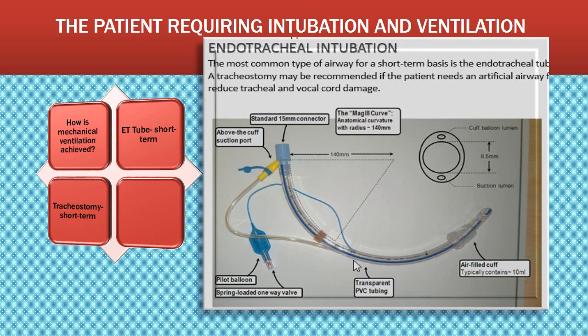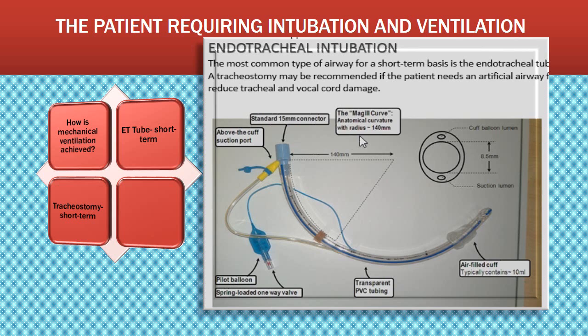The goals of intubation with an ET tube, there's a picture right there for you to look at, is to maintain a patent airway and to provide a means to remove secretions and provide ventilation and oxygenation support for a patient who can't maintain a patent airway or remove their own secretions and ventilate and oxygenate.